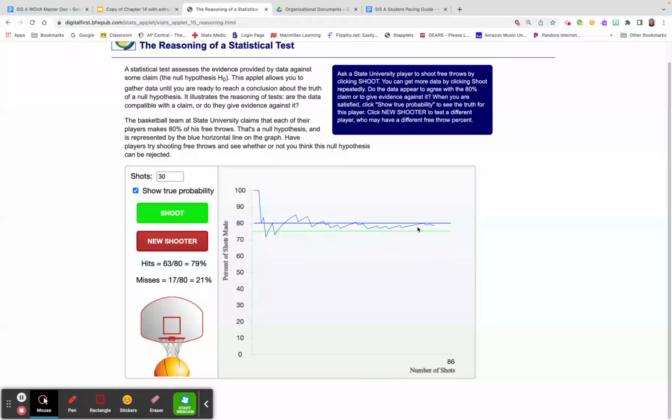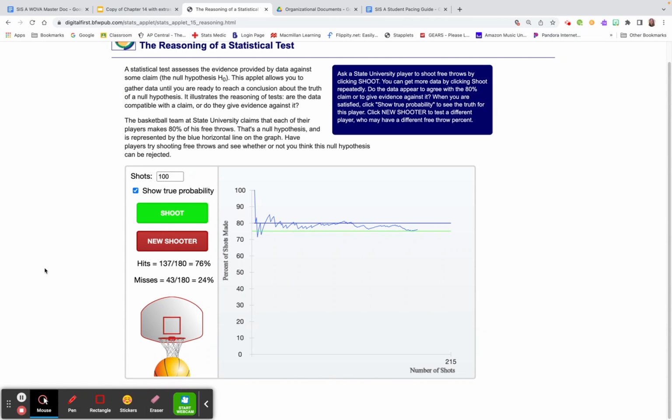But then as we're shooting more and more, the line is starting to dip a little bit below that 80% mark, and it probably would if I shot even more. In fact, I'm going to put in there 100 more shots, and I'm going to have it run through 100 shots, and I'll just pause the video while it's doing that and then show you the results when it's done.